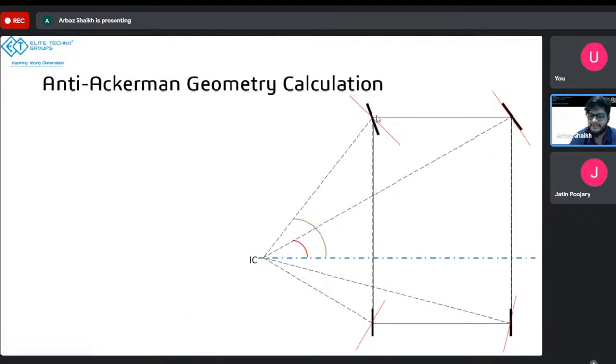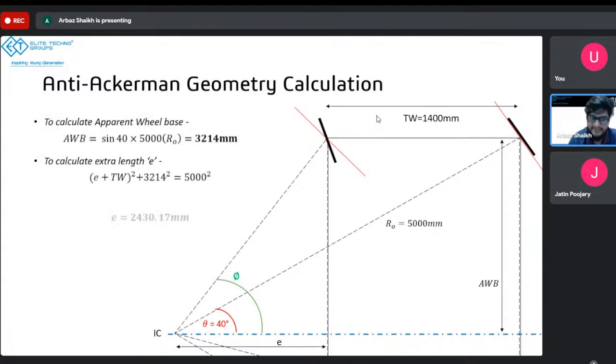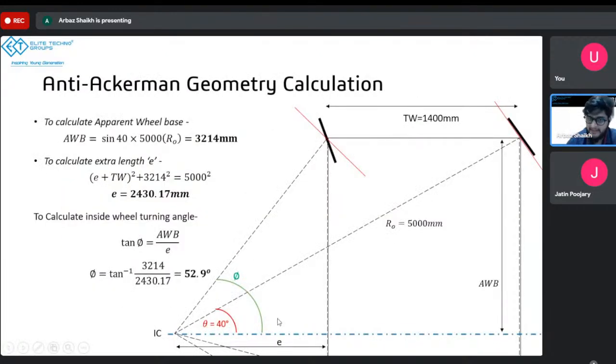Then we considered the front half of the vehicle, right? We calculated using trigonometry some of these parameters, which was AWB, the length E, the angle phi, and these angles. This phi angle is the slip angle plus the angle by which the wheel has turned, right? Similarly, this theta angle is equal to the slip angle at this wheel plus the angle by which this wheel has turned. But in the rear wheel, since the wheels are not turning, whatever angle you get at this lower section over here will be the slip angle.